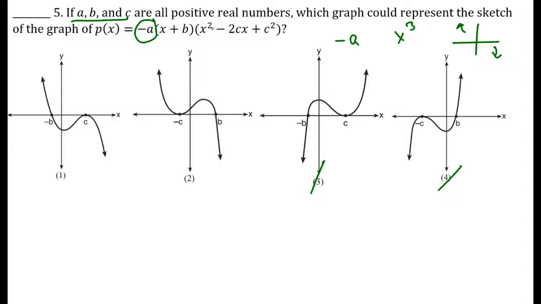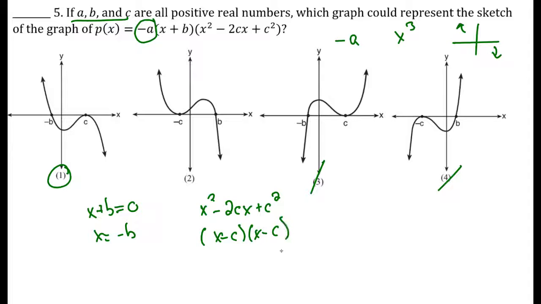Another important part of polynomials are their zeros. What are the zeros of this polynomial? Well, I know x plus b equals 0, which means x equals negative b is a 0. So my polynomial should hit the x-axis at x equals negative b, which forces it to be choice 1. Notice that x squared minus 2xc plus c squared, what multiplies to c squared that adds to negative 2c? That's x minus c times x minus c. So that's really x minus c squared equals 0. So I have a 0 at x equals c of multiplicity 2.